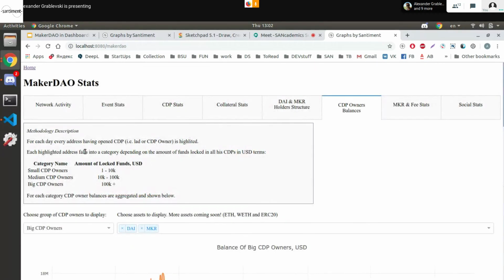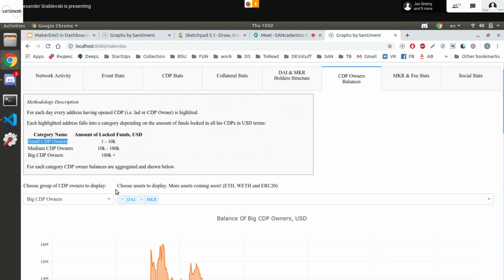For each day, we count the CDP owners, and we distinguish between all CDP owners on the basis of how much funds or how much USD they locked. If an address holds less than 10,000 USD, it falls into a small category, and so on. And you can see these categories here.